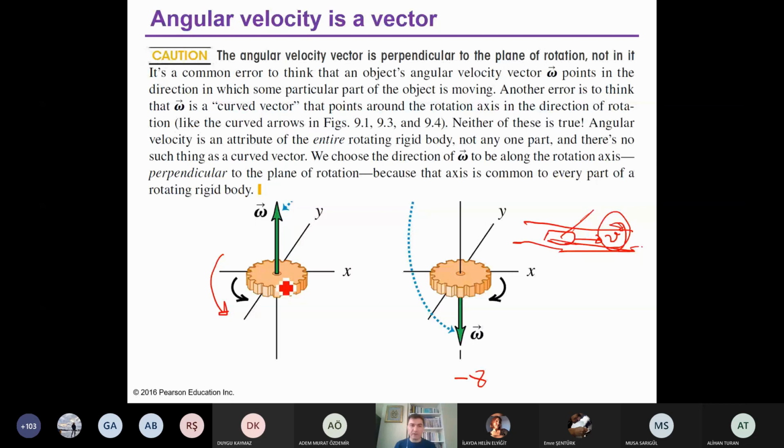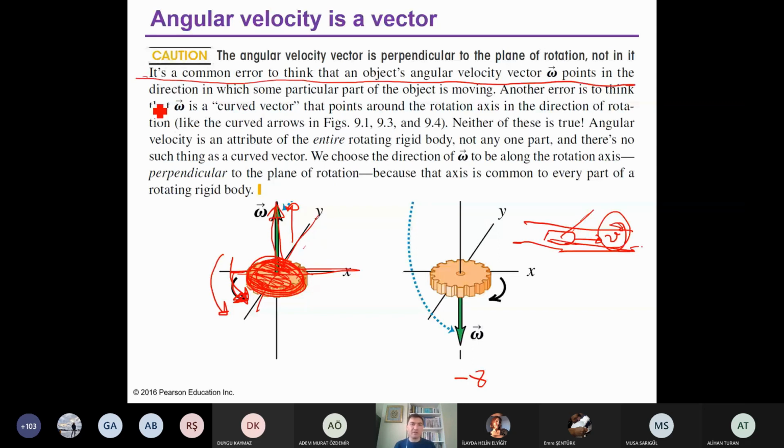But in case of rotation, let's consider here we have an object and this is the direction of the rotation, okay? And this velocity is perpendicular to the plane of rotation. This is the plane of rotation, XY plane. This object is rotating in XY plane. This is the direction of the rotation, but the angular velocity is perpendicular to the rotational plane, okay?